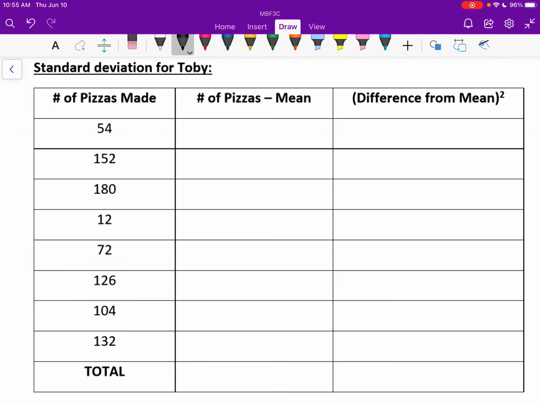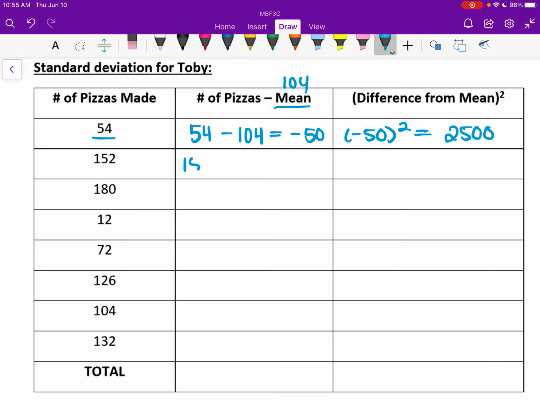I know the mean is 104, and we're going to do this in blue because this is Toby. So 54 minus 104, right? 54 is the number of pizzas. I just got that from here. 104 is the mean, which is always going to be the same. So I know that's negative 50. Then I'm going to go over and do my next column. Negative 50 squared is equal to 2,500. And I'm going to do that for every set of data that follows. So 152 minus 104 is going to equal 48. Then I take 48 and square it. Then we get 2304.